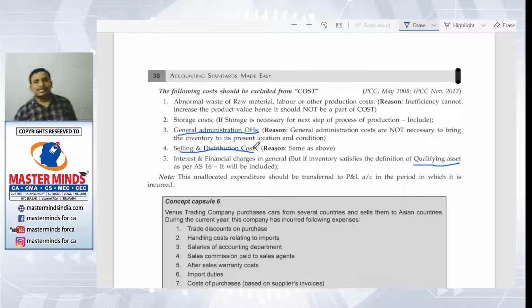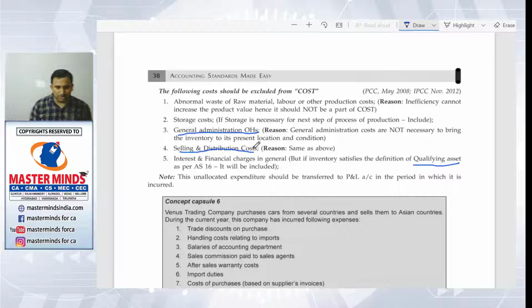Whenever we say selling and distribution expenses, now tell me, are they necessary for getting it ready for sale? You need to observe. Are these costs necessary for getting it ready for sale? No, no, no. Already the product is ready for sale. These are some costs to sell. That's all. These are selling expenses.